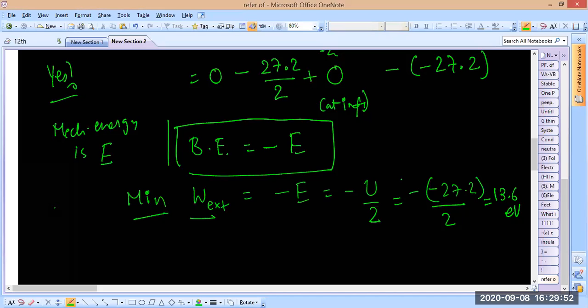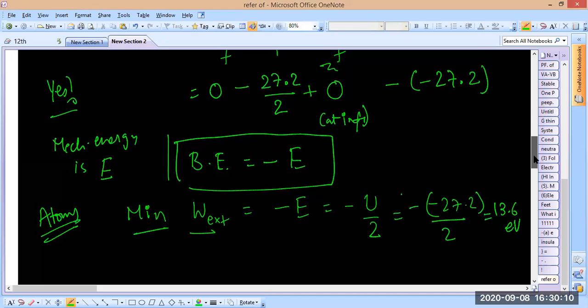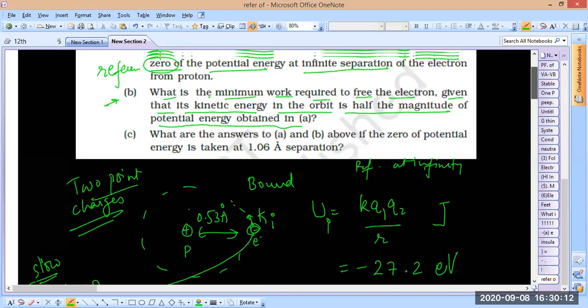Anyways, you are going to learn this in the chapter on atoms also, right? So if you can remember this, it will be helpful. We are going to do such things in chapter atoms again. Okay, fine. So I think that's enough for B. Let's go to C.